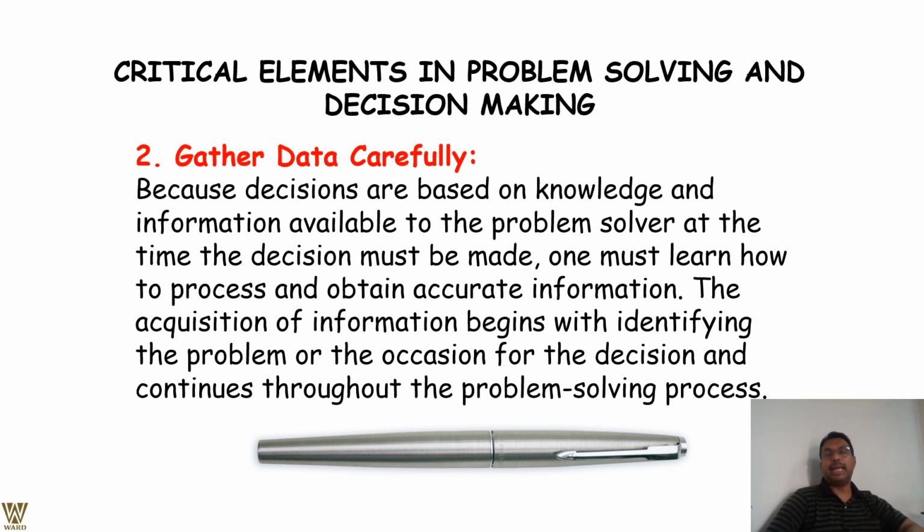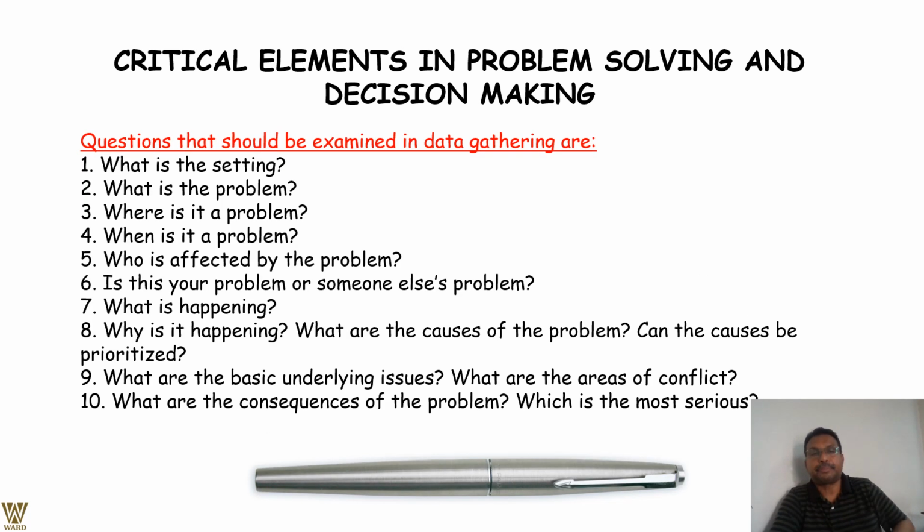Second is all about gathering data and curating it carefully, because decisions are based on knowledge. Information is available then and there for the problem solver when decisions must be made. One must learn how to process, obtain, and use accurate information. The acquisition of information begins with identifying the problem or the occasion for the decision and continues throughout the problem-solving process thereby.